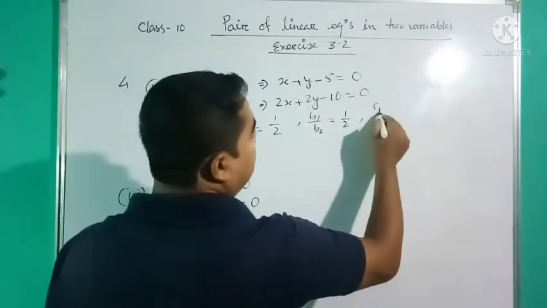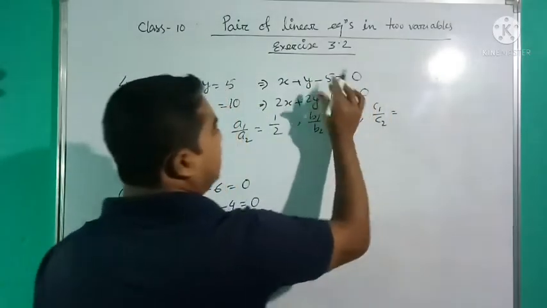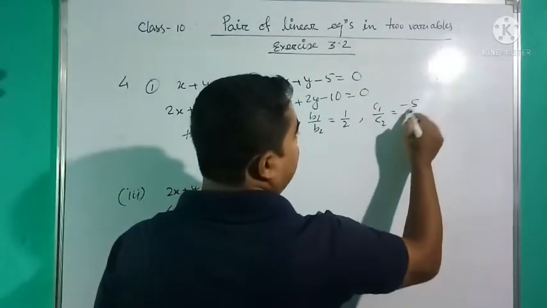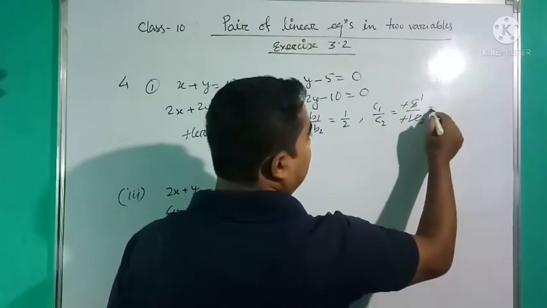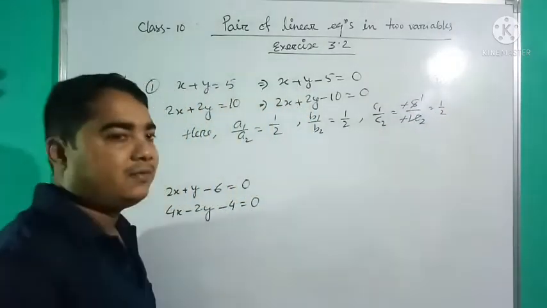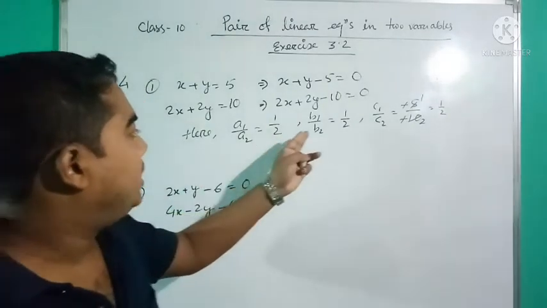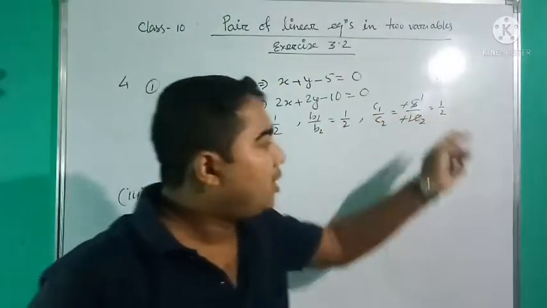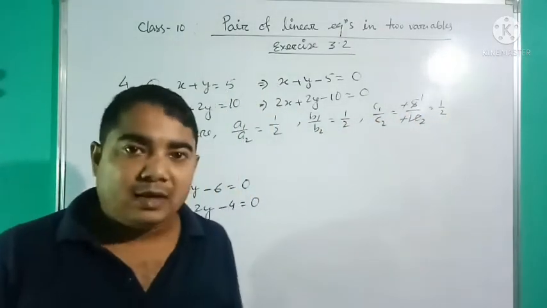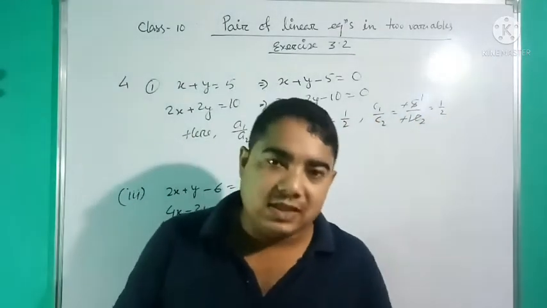Next the c1 by c2 value. c1 by c2, minus 5 by minus 10, minus minus cancel, 5 1s are 5, 5 2s are 10. Again the answer is half. Now observe a1 by a2, b1 by b2 and c1 by c2. All the answers are equal. That means a1 by a2 equal b1 by b2 equal c1 by c2.